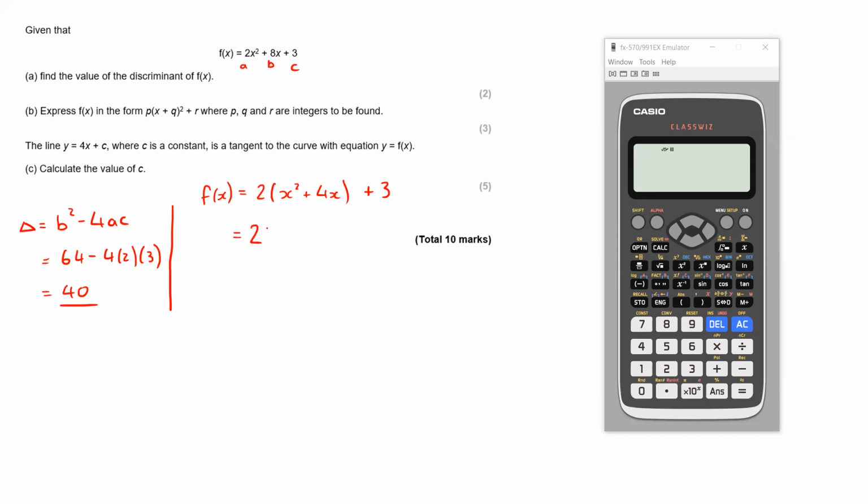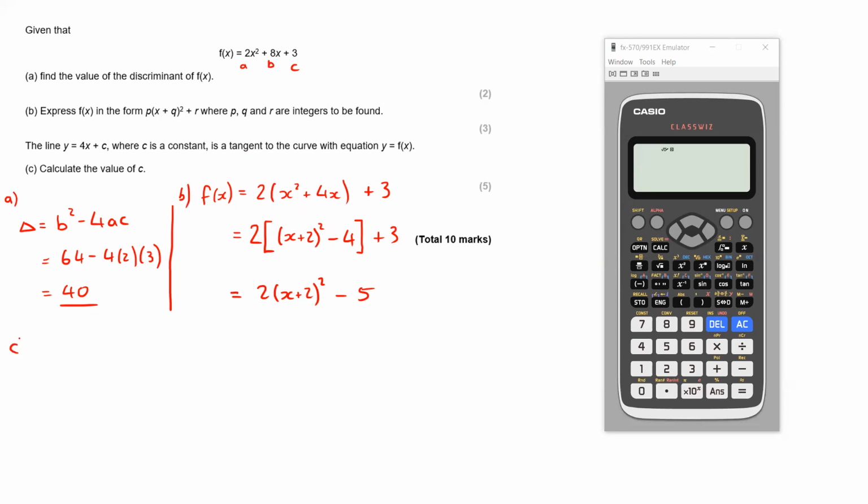So this is equal to 2 lots of, now completing the square in this bracket gives me x plus 2. So I half this number, square it, and I subtract that number squared, which in this case is 4. I'm just going to do that in one step. And then at the end, I'll have this plus 3. So here I'll get 2 times my bracket squared minus 4 times 2. So this 2 is going to multiply by this 4 as well. So that's minus 8. Minus 8 plus 3 is minus 5. So that's part B. Let's try and label these just so we've got it.